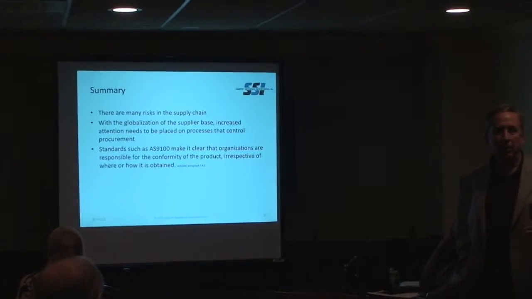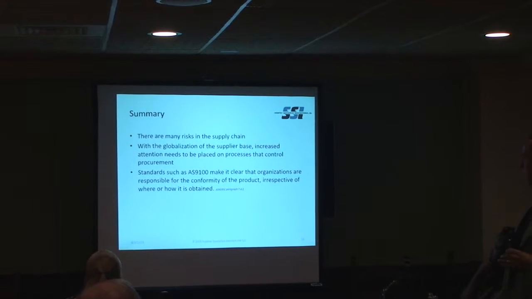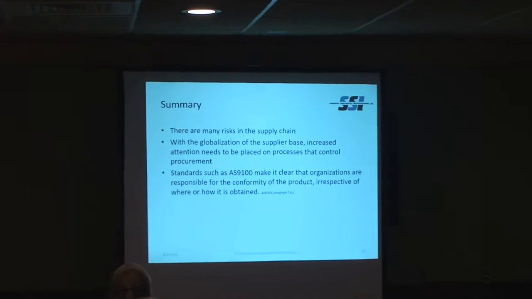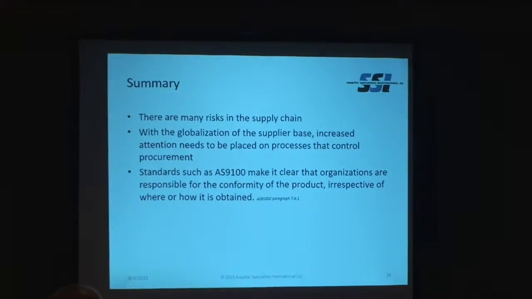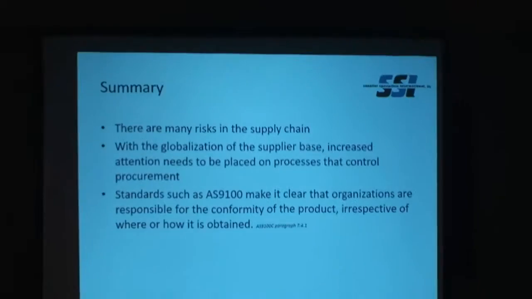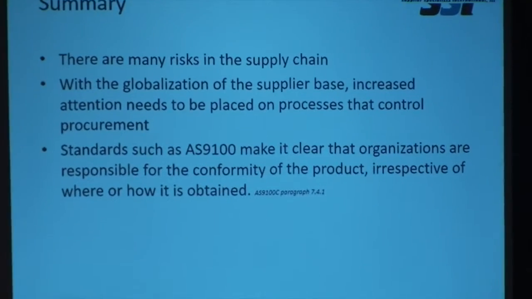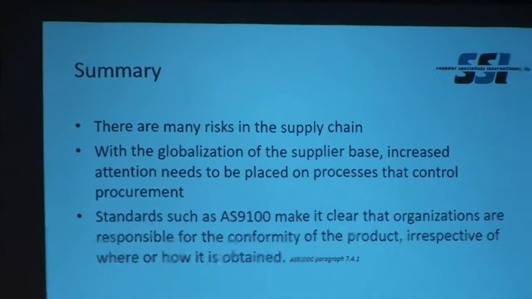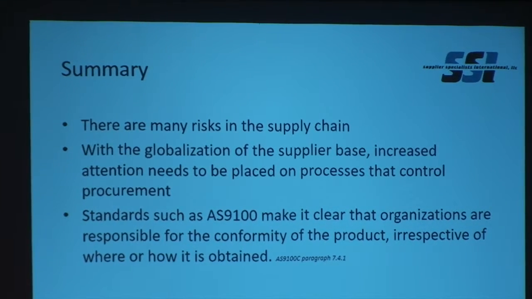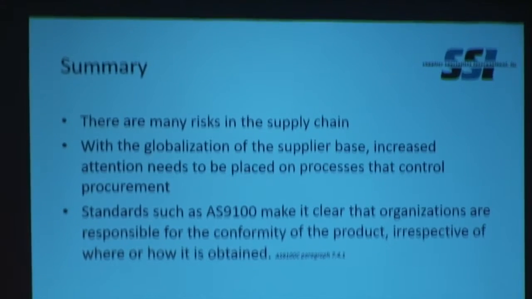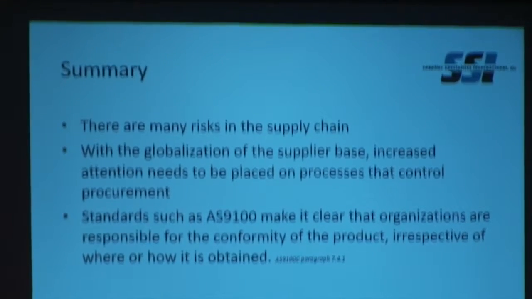I think with the global supply chain that we're all using nowadays, it's really important to be able to control processes that control procurement. I believe certain standards like AS9100 have some very good things in them, and that if you use the standards as a guideline, it can help. And again, one of the things AS9100 says is organizations are responsible for the quality or conformity of the product, irrespective of where or how it's obtained. So you just can't say, hey, the government said I should go to this source, and that's where it ends.